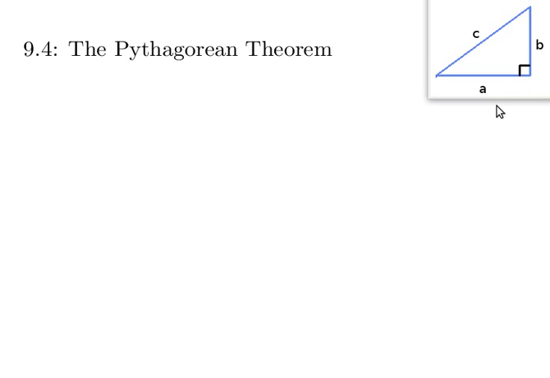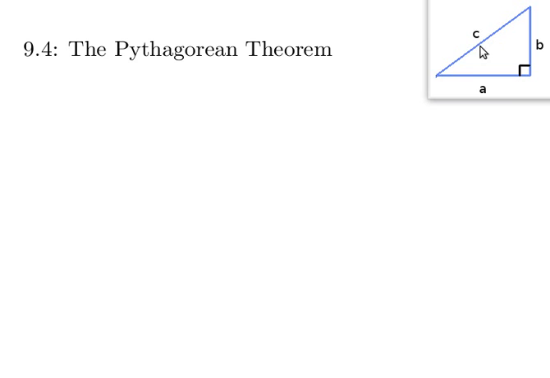So, let's just take a look at what this triangle is for just a second. So we have two legs. A and B are called legs, and they're called legs because they touch the right angle. And for the purposes of the Pythagorean theorem, A and B are interchangeable, but C is not. C is what we call the hypotenuse.